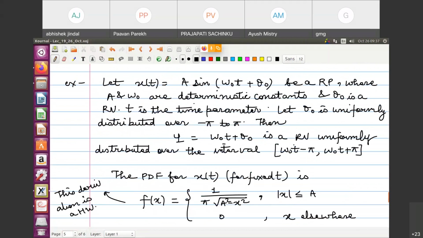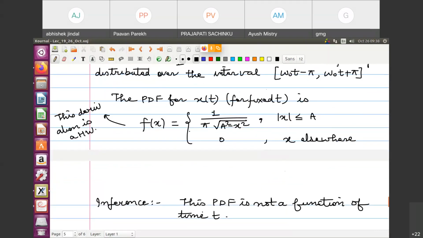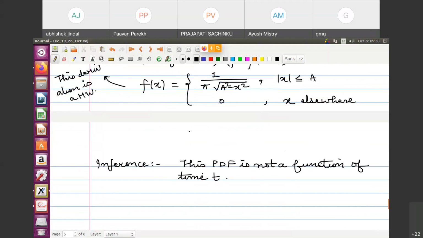So we have just introduced the concept, or at least got a feel of the concept from this example. Even if I am evaluating the PDF of x of t for a fixed t, t should be there inside, no? f of x, t should appear. But you observe that there is no t. It means whatever t I fix, t1, t2, any value, I will get the same PDF. So the PDF is not a function of time, and this is the class of stationary random processes.